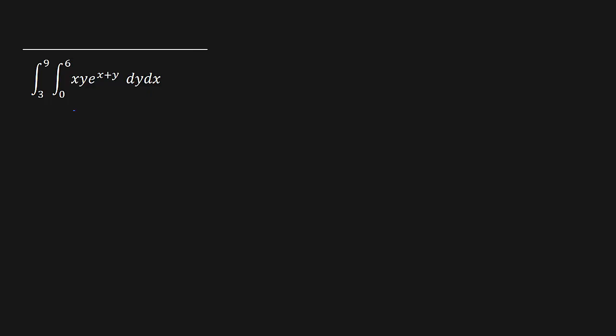Got another problem here for you. So we've got a double integral here. We're going from 3 to 9, 0 to 6, x times y times e raised to the x plus y dy dx. Now, this may look like a tough problem, but really it's not.